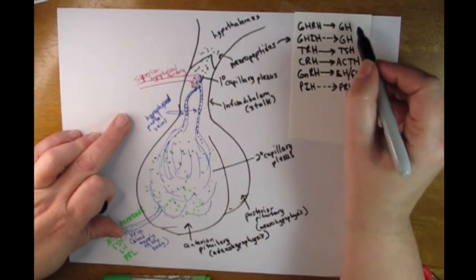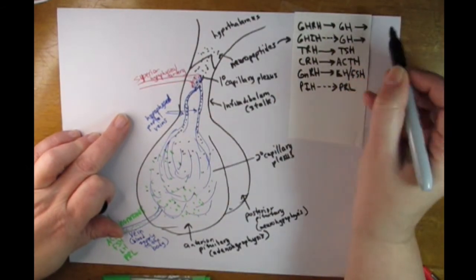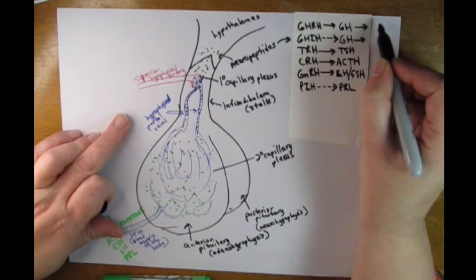So GHRH and GHIH are growth hormone releasing hormone and growth hormone inhibiting hormone. And they both interact with the anterior pituitary gland to either cause the release of growth hormone or to inhibit the release of growth hormone. And perhaps you're thinking to yourself at this point, how can the hypothalamus release 2 neuropeptides with opposite purposes? And the answer to that is that the hypothalamus is not one structure. It's actually made of multiple nuclei, each of which has their own little purpose.